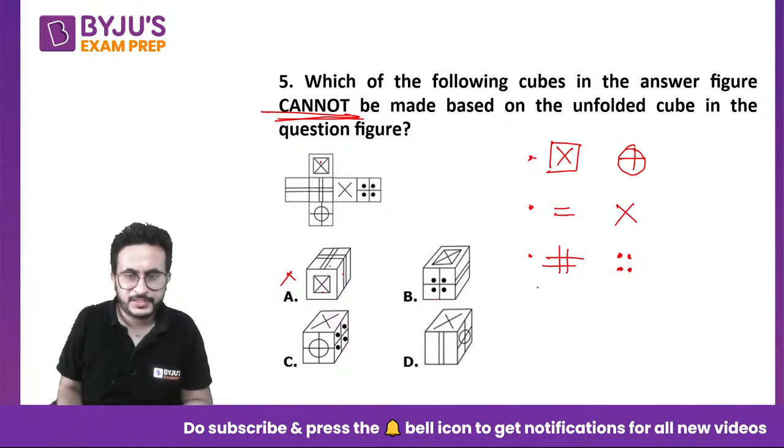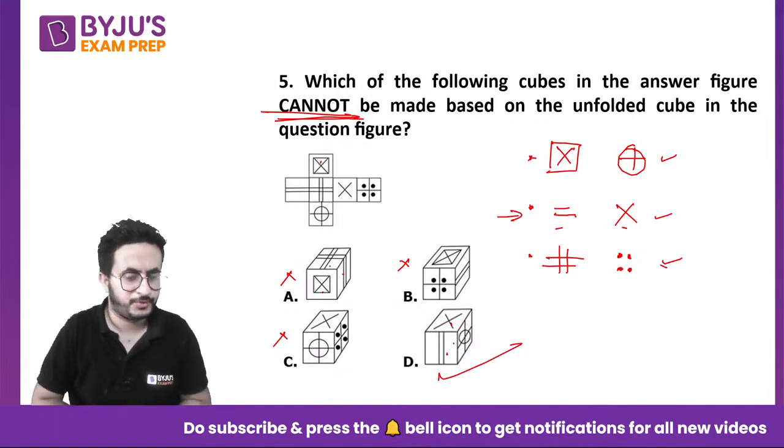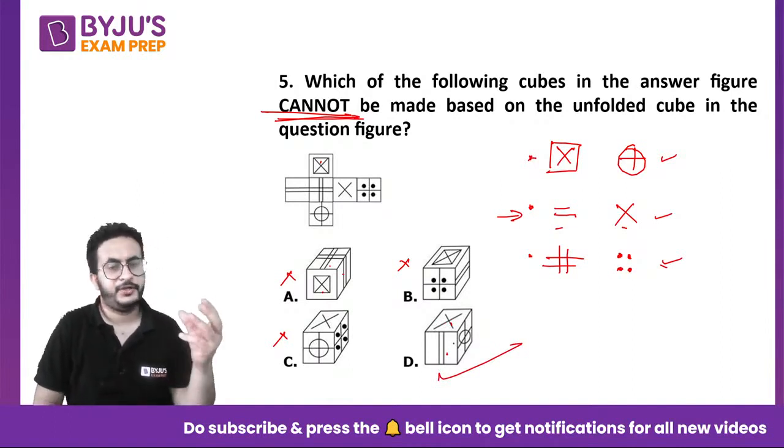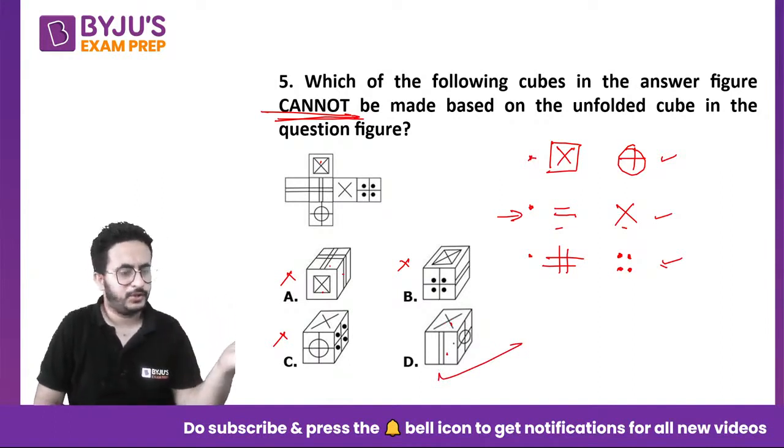Now option B is four dots, parallel line and this cross. B is also possible. C is that circle, plain cross and four dots. So C is also possible. D, if we see, that should be the answer, right? Cross and these parallel lines cannot be seen together, but they are seen together in this image. So that is not possible.